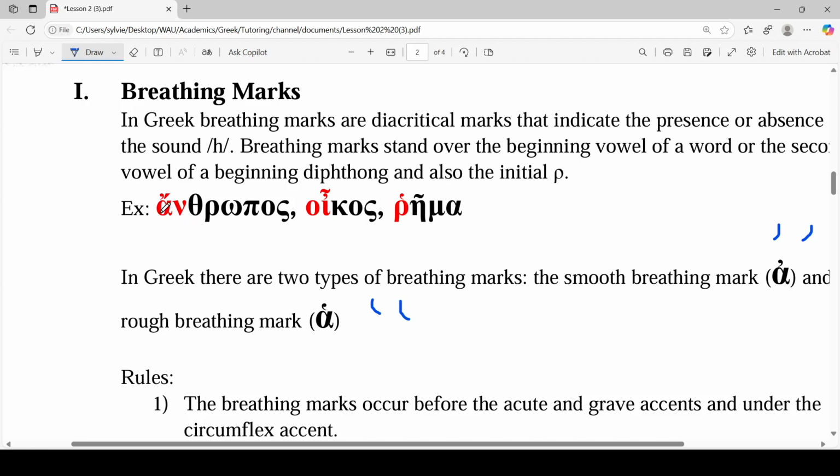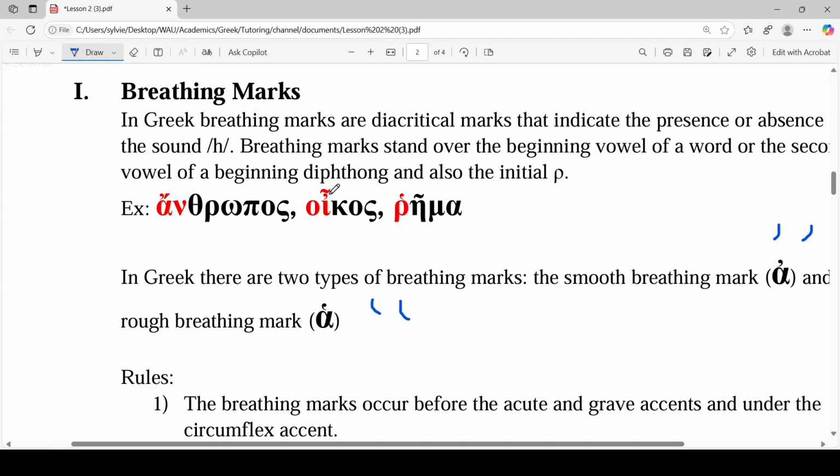So let's try to pronounce them. Let's try to see the variation in pronunciation that occurs with the presence and the use of the breathing marks. In the word anthropos, the smooth breathing mark functions like a mute H. So it's gonna be anthropos. It doesn't affect the pronunciation of the word at all.